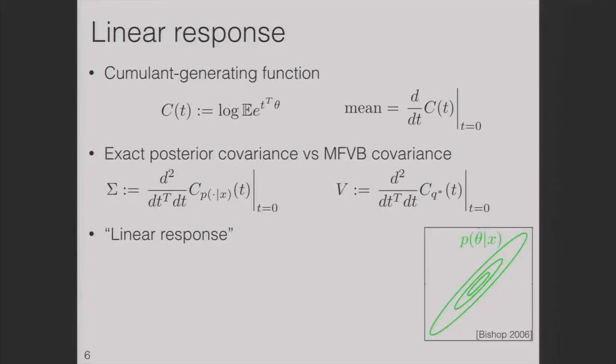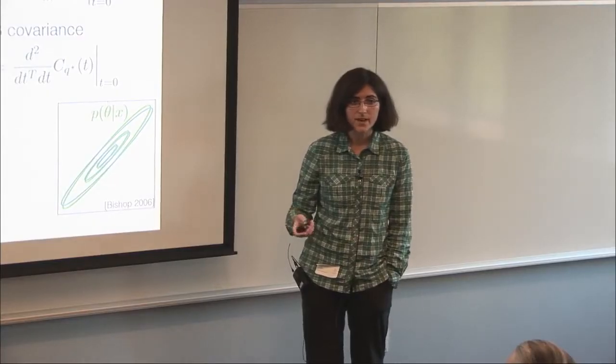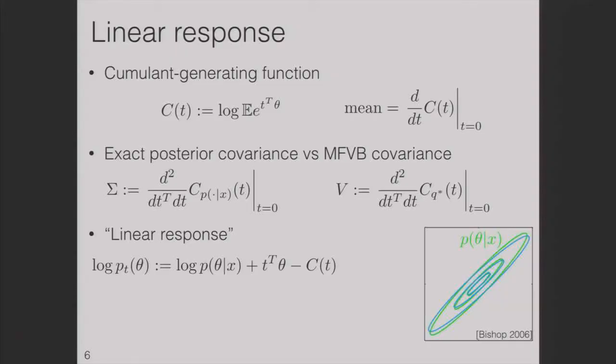Okay, so here's where linear response comes into play. The idea is let's take the log of our exact posterior and apply a linear perturbation. We're just going to perturb our exact posterior a little bit. And this is going to define a new distribution, let's call it p sub t of theta, so long as we normalize, which we haven't done yet. And here's the crazy thing. If we normalize, the normalizing constant is exactly the cumulant generating function. So somehow this linear perturbation contains within it the information of the cumulant generating function. So maybe it's not such a crazy thing to do.